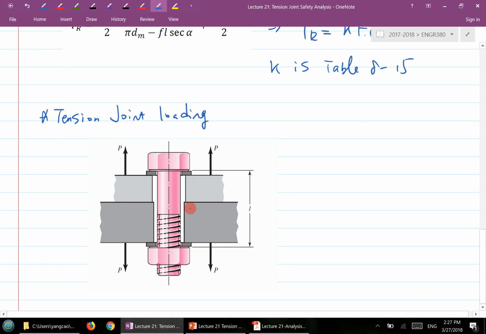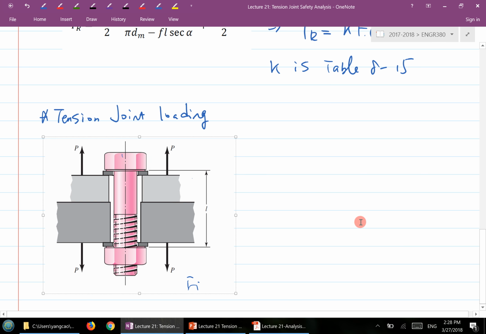You have certain external loads, and it could be the external load from a pressure vessel. So the P here is the external load. And of course, you tighten the nuts and apply preload to the system, Fi. So that's the loading condition at this one bolt location. You may have multiple bolts for the application, but this is just one bolt location. So I'm going to define a few notations for the next derivations.